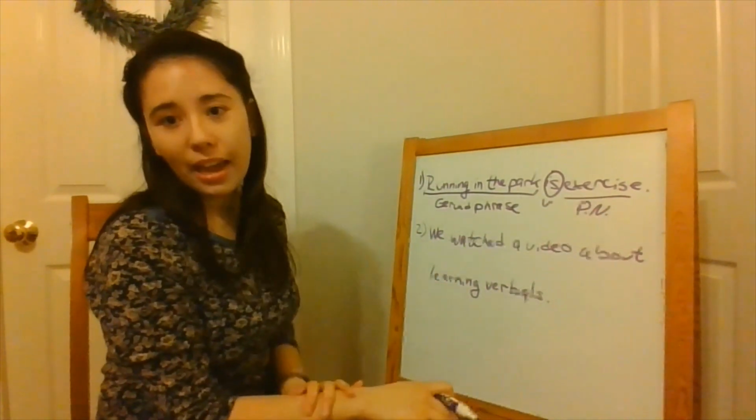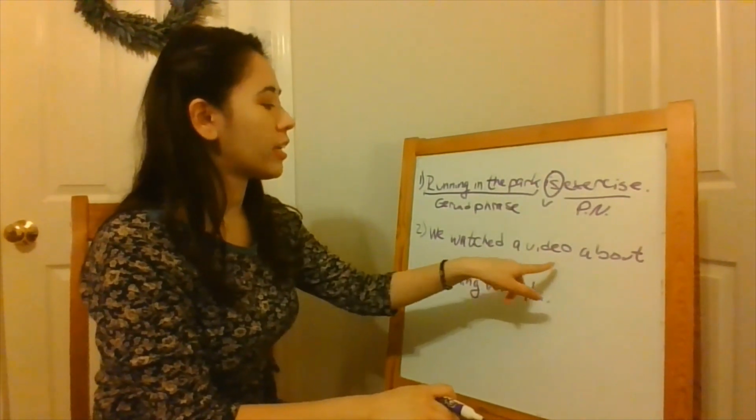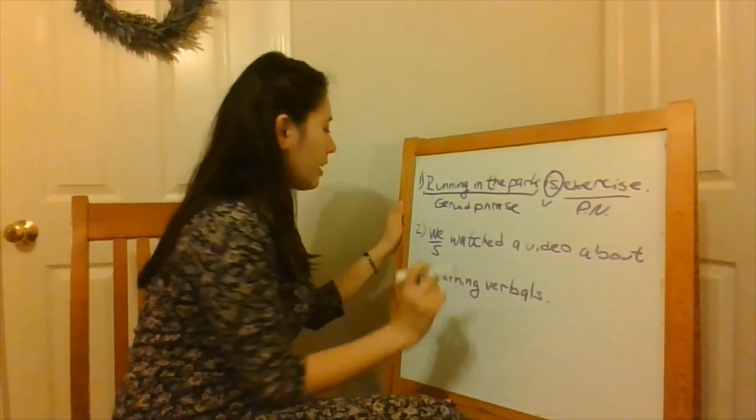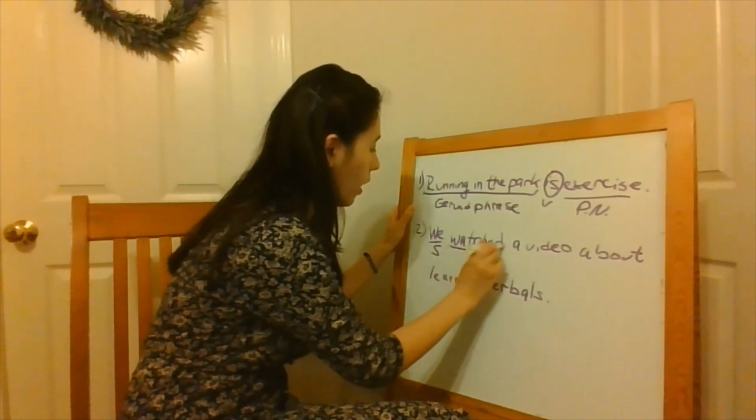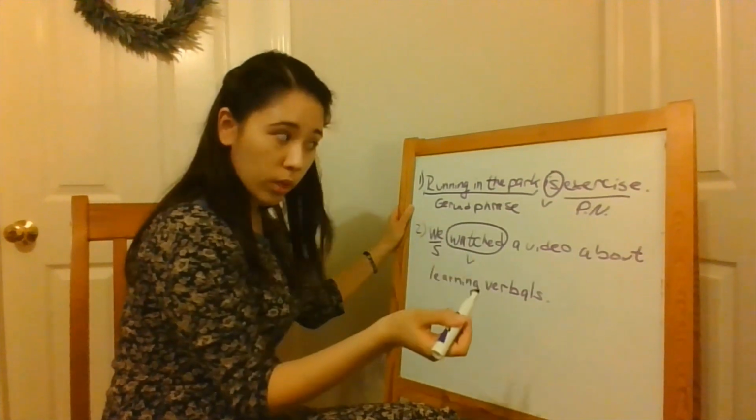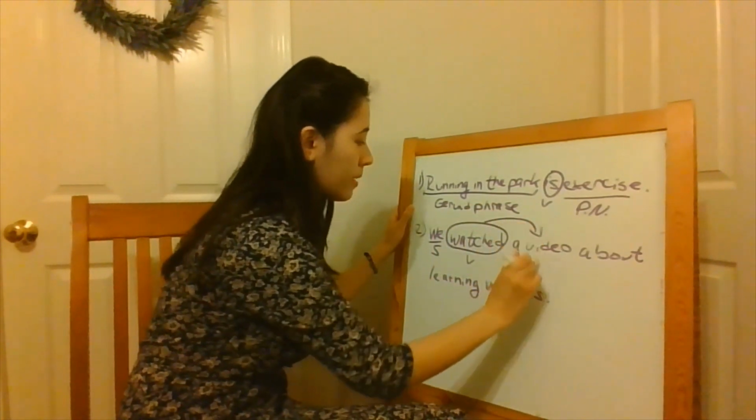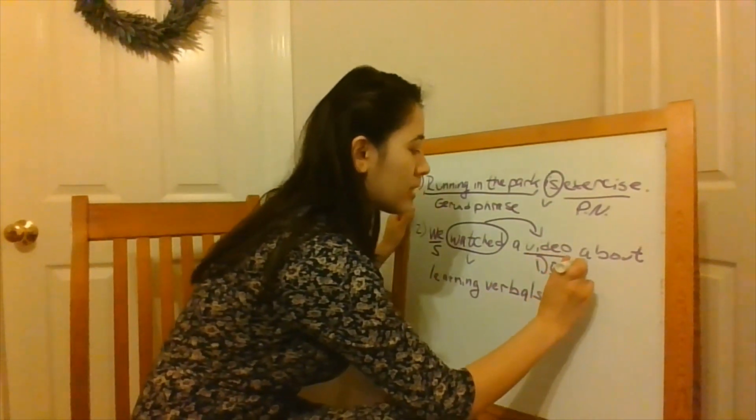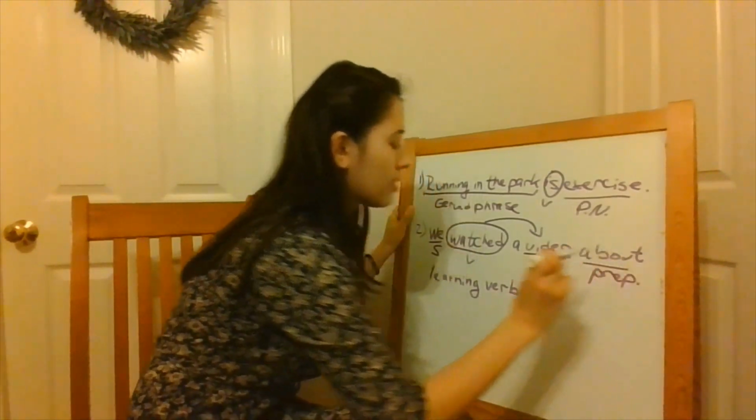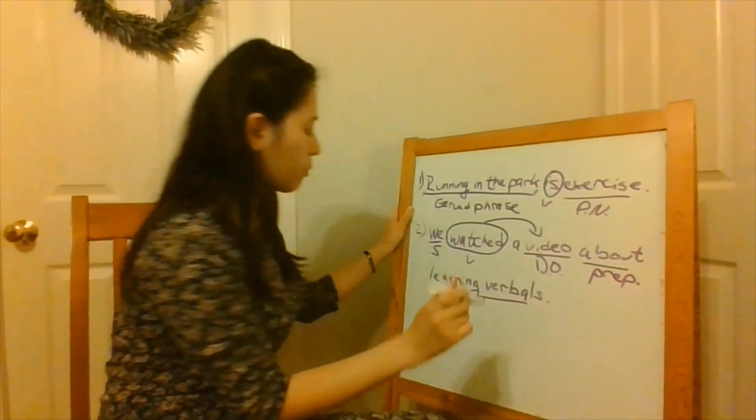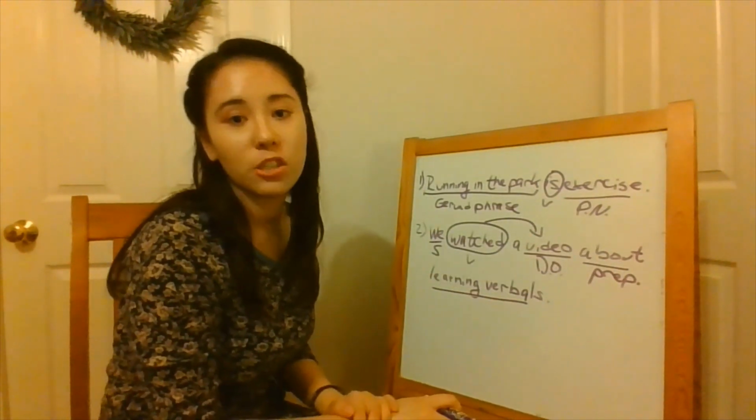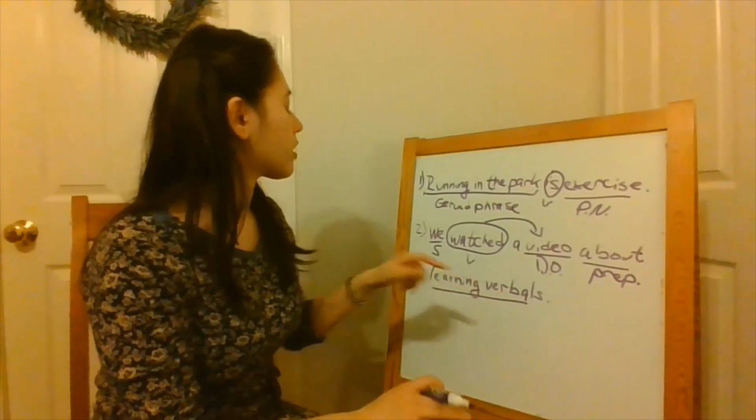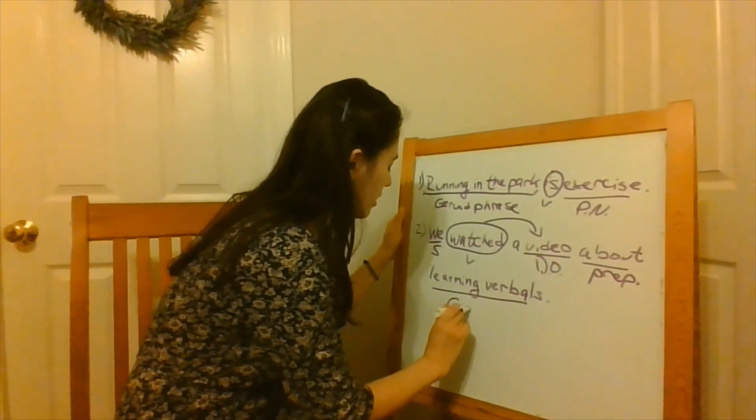Then we have our second sentence. We watched a video about learning verbals. So our subject is we, and then what did we do? We watched. So watched is our verb. What did we watch? Well, we watched a video, so that makes video our direct object. And then we have about. About is a preposition. So we have a preposition, and then we have learning verbals. Usually a word following a preposition would be the object of the preposition, which is a noun. And so learning verbals makes it a gerund phrase.